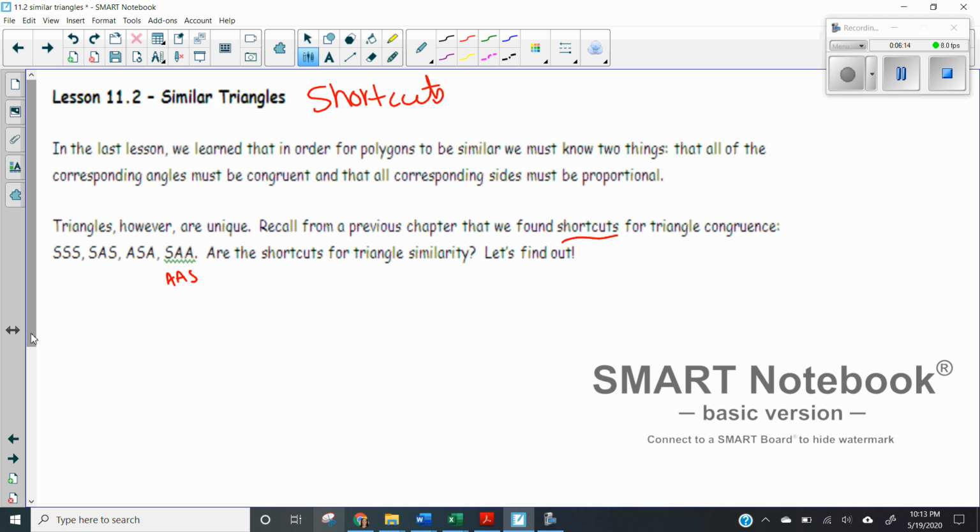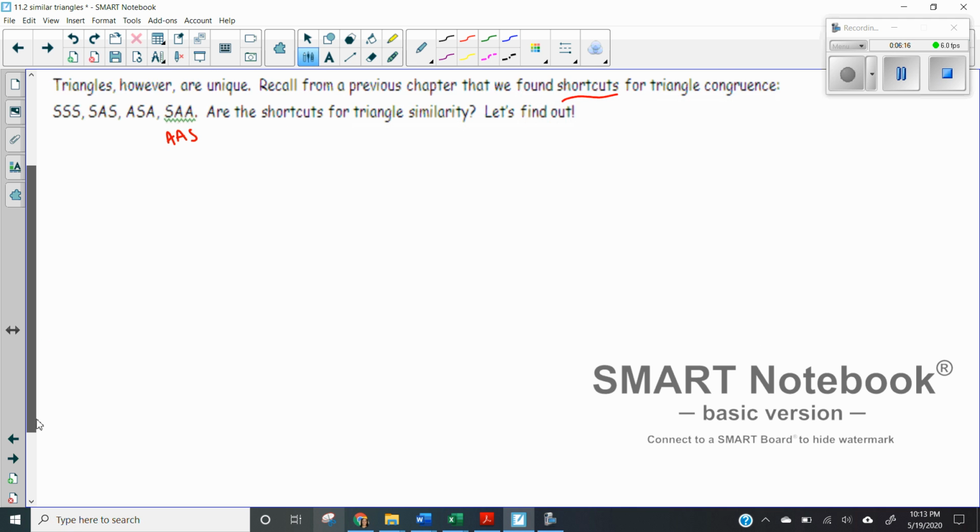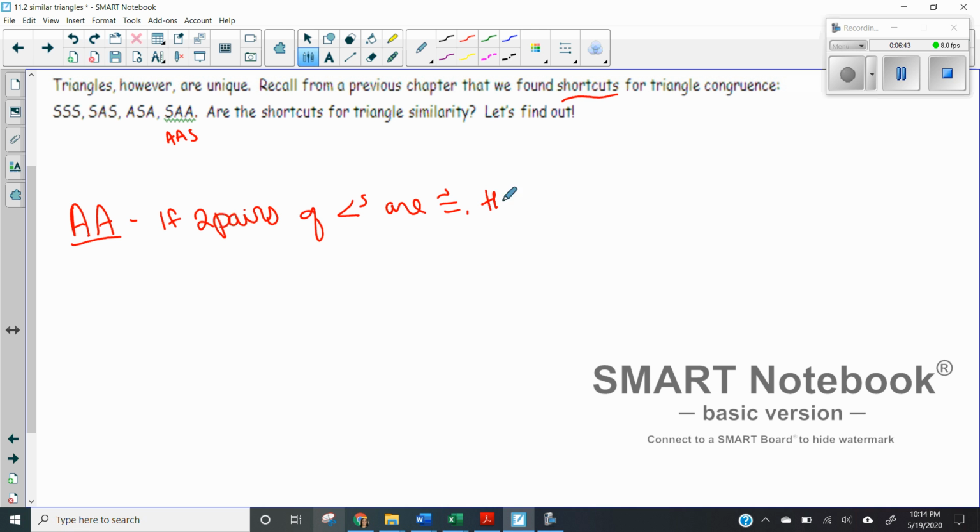There are similarity shortcuts as well, and I'm just going to list them here with you. Now, if we were in class, we would have used patty paper or our protractors, compasses, all of that, but let's just go through the list here. So the really big new one, and this is by far the most common one that we'll see, is just angle, angle. Here's what that means. If 2 pairs of angles are congruent, then the triangles are similar.